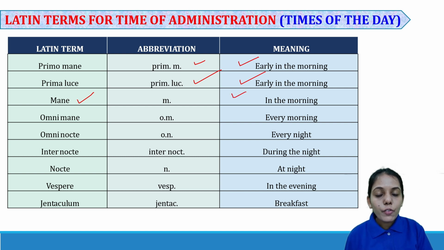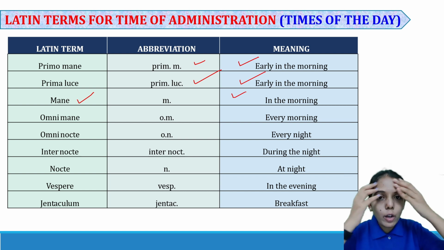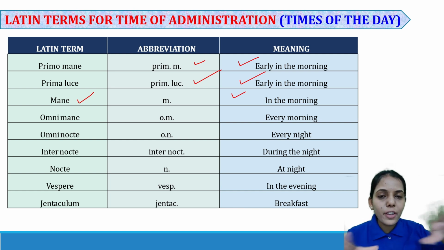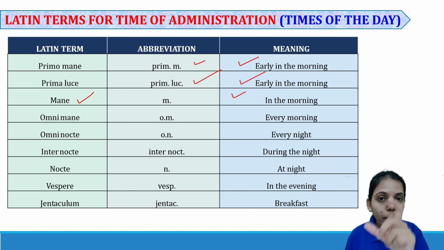Omni. First of all, you might have heard about omnivorous. That means they will eat all. Or the animals which are present everywhere are known as omnipresent. You might have heard about this omni. Omni is the name of a vehicle also, right? So that is everywhere, related to everything. So omni is the word meaning every. So omni mane means every morning. Omni means every, mane means morning.